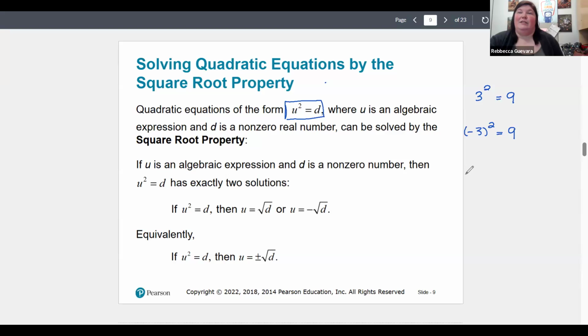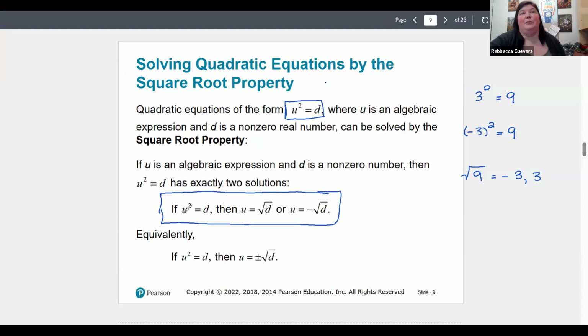So if I have the square root of 9, technically I have 2 solutions. I have either 3 as a solution or negative 3 as a solution. So what we're going to have is that if u squared equals d, there's 2 choices that u can be. u is either the square root of d or the negative square root of d. So as an example, if I had x squared equal to 9, we're saying that x would have to be the negative square root of 9 or the positive square root of 9, or in other words, x is negative 3 or 3.